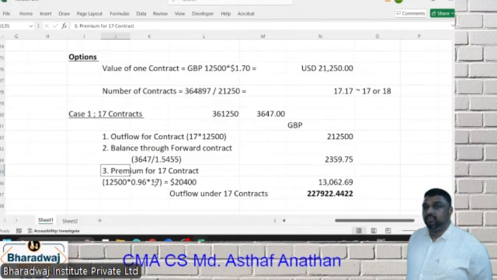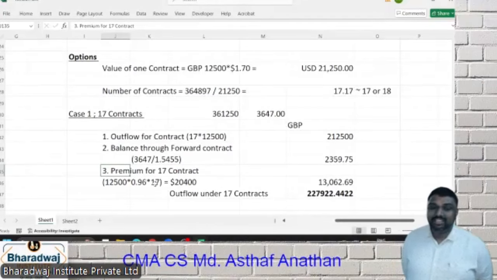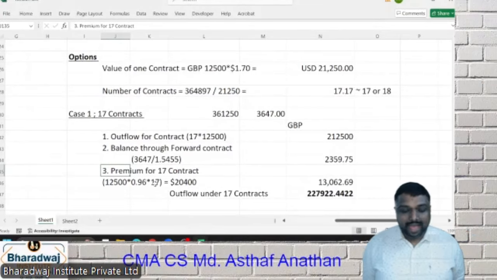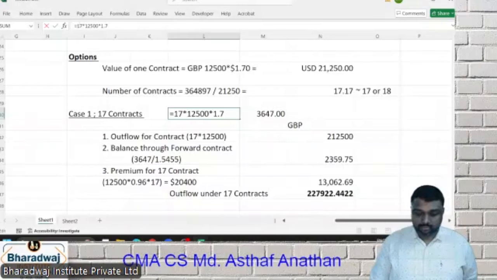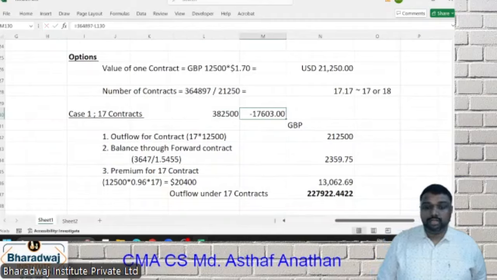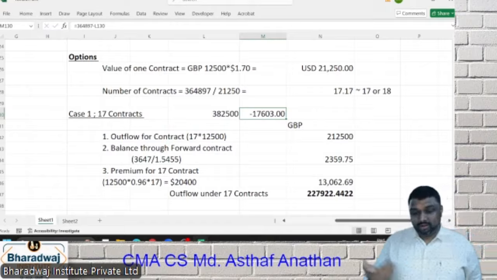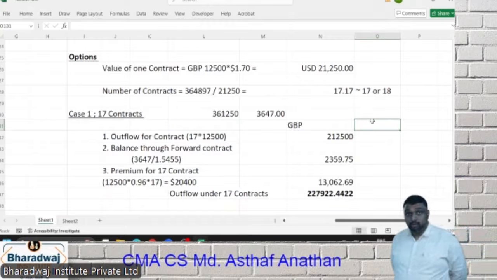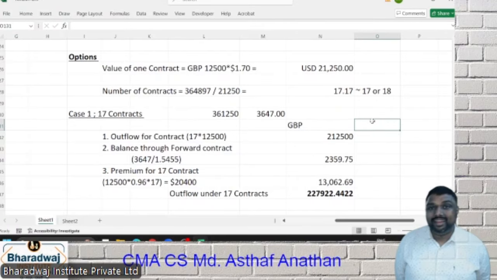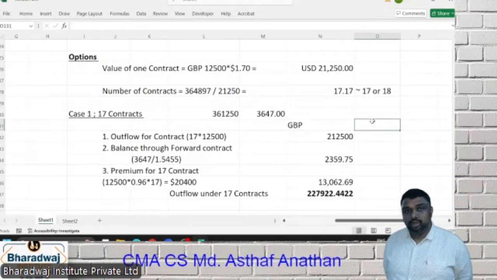So please try for the 18 contract. I have already given, instead of 17 we have to take 18. The balance money you have to get. So it is not 3,647, it will change. For the 18 contract you will get 17,603, and that you have to divide. Come on, friends, let's see who will help me. You have to try. In this revision session, you have to try parallelly. Then only it will be helpful for you to understand. So take it and work it out.